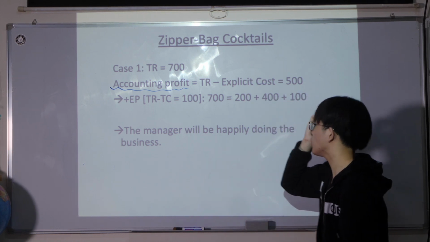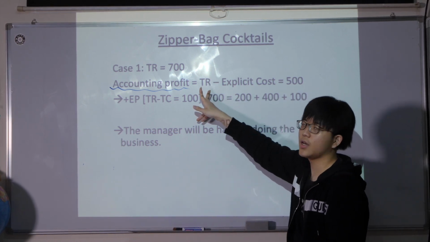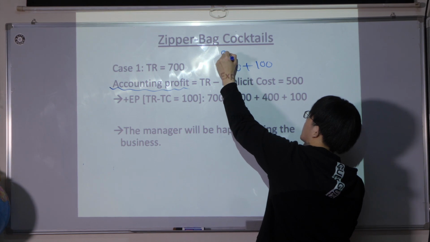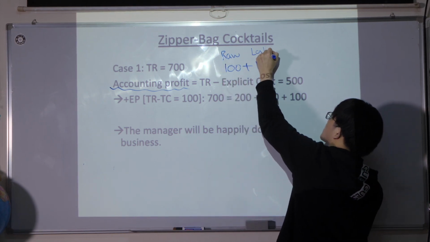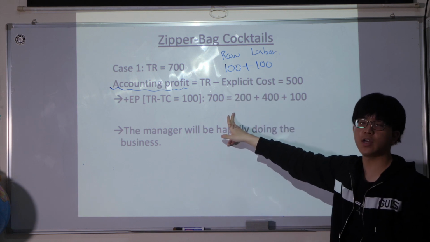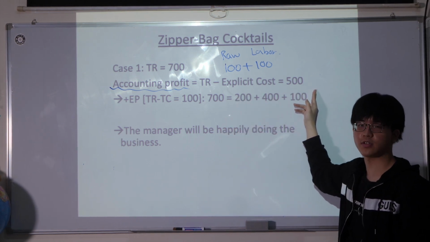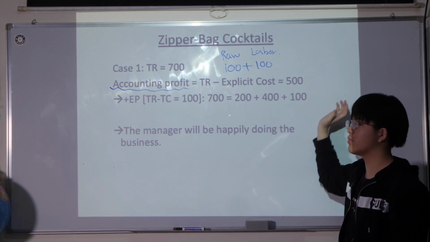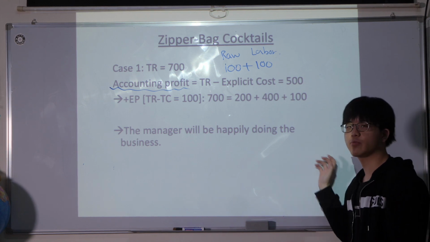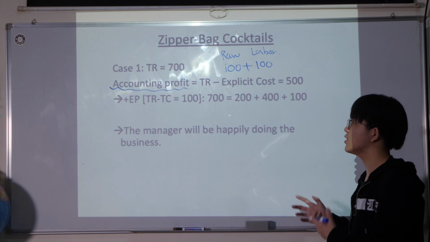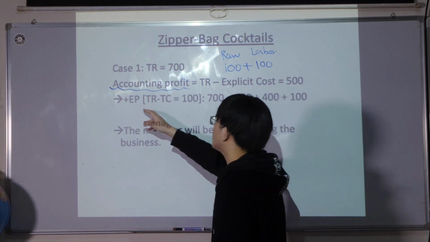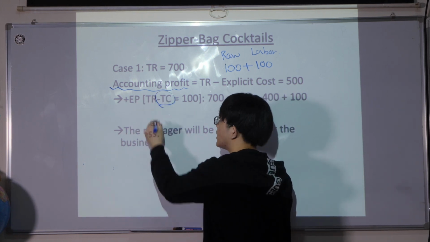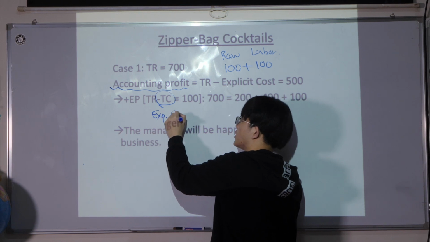So if we calculate in that way, the total revenue was 700 and explicit cost was 100 plus 100. This was for raw materials and this is for labor. So in total we have 200 for explicit cost and our accounting profit is 500 US dollars. So now what we want to know is whether we have a positive economic profit or negative economic profit, because we are economists, we are not accountants, right? So total revenue minus total cost is economic profit, but total cost includes not only explicit cost, but also implicit cost.